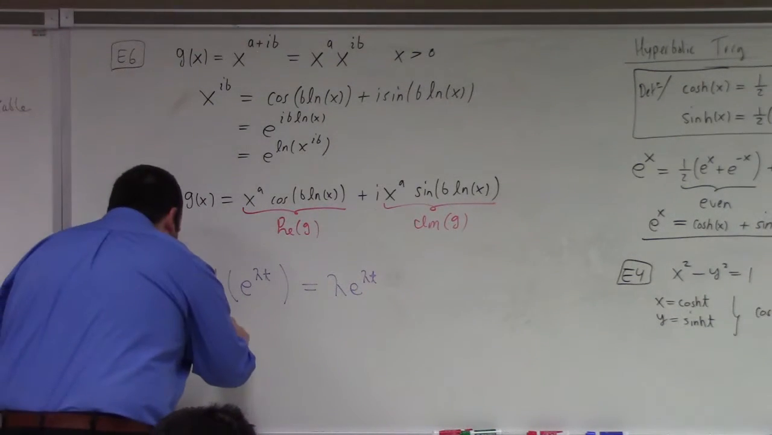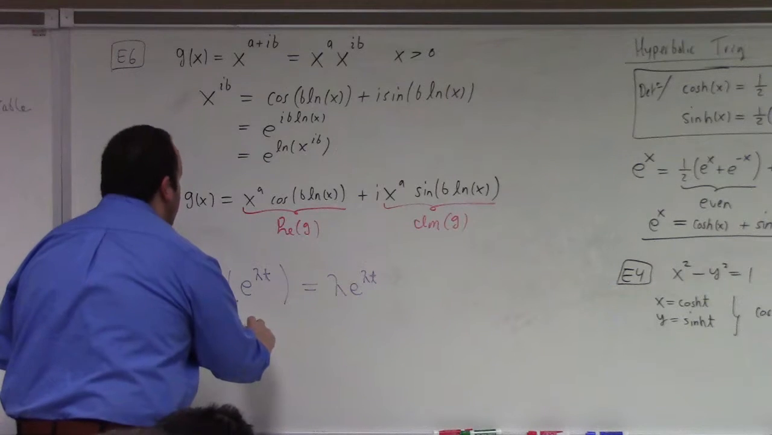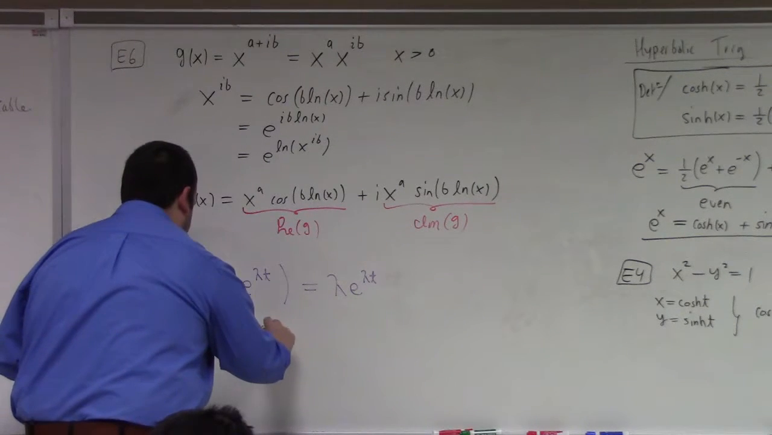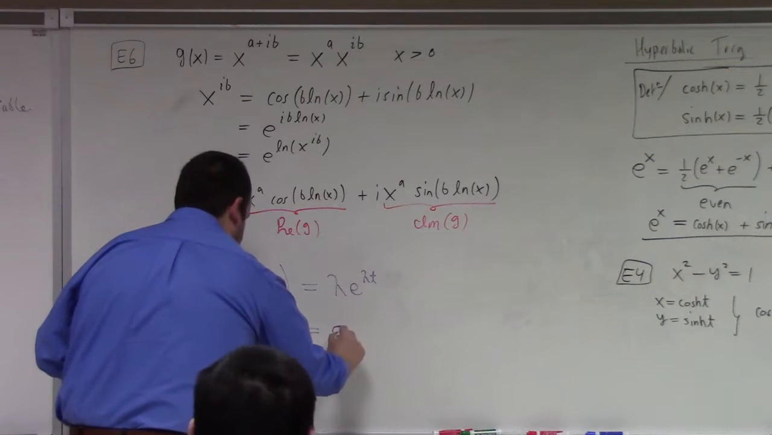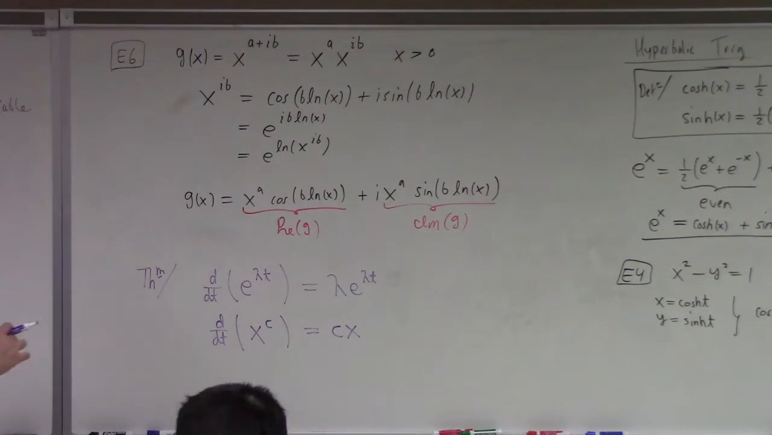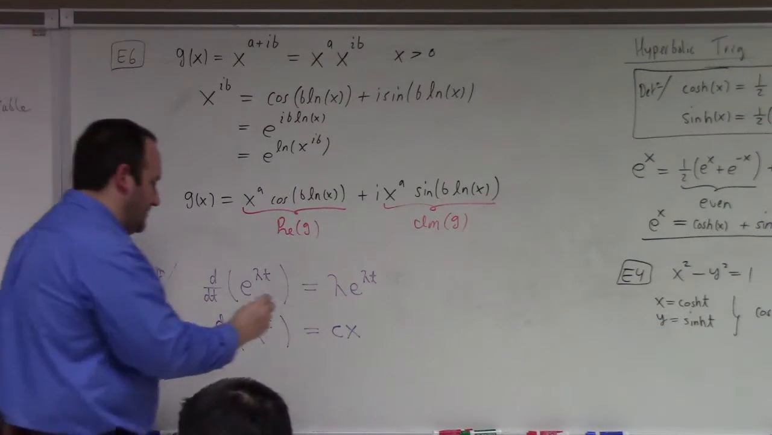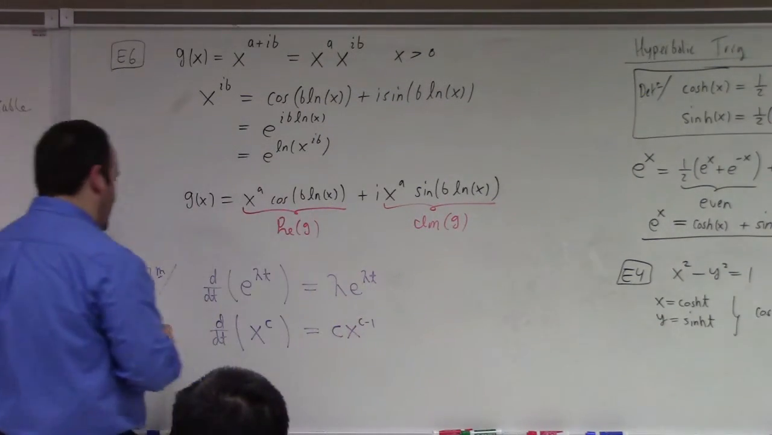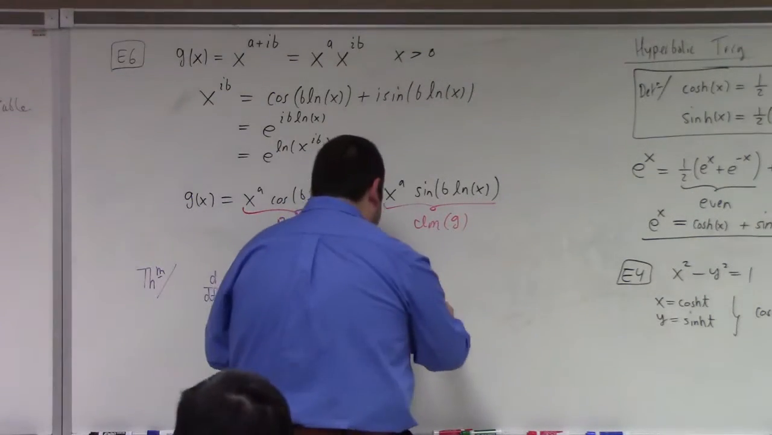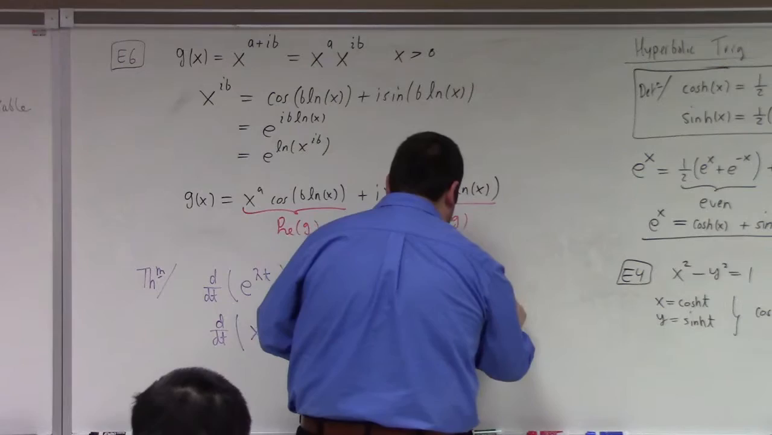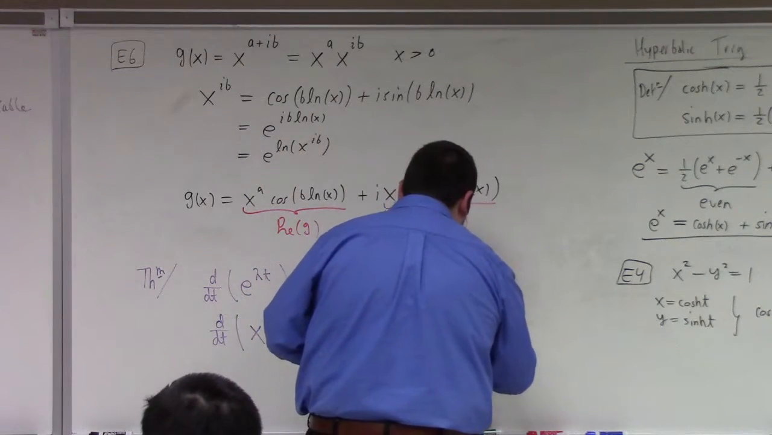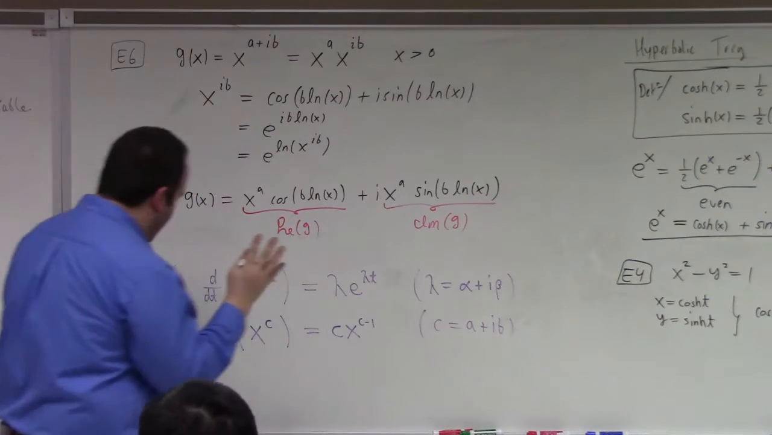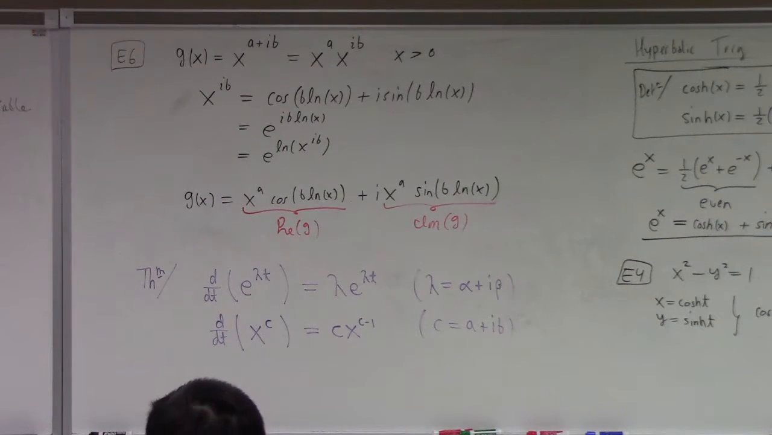And d/dt of x to the c power is c x to the c minus 1, right? But I should emphasize here, lambda could be alpha plus i beta, and this c could be a plus ib. I'm talking about complex arguments there. And yet still the usual calculus works. We have no right to expect that, and yet it's true.